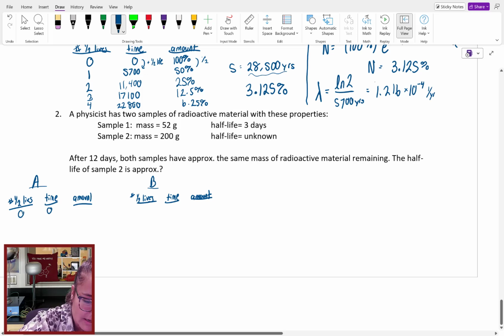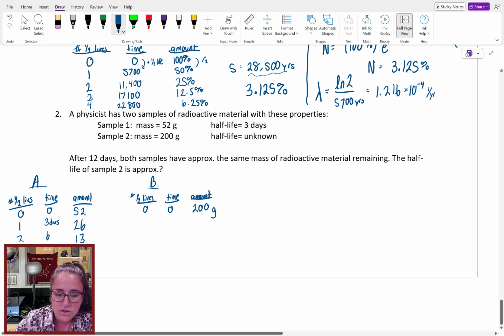We know sample A started at 52 grams and has a half-life of 3 days. So after 3 days, it would be down to 26. After 6 days, it would be down to 13, etc. And then we have part B, which we know started at 200 grams. We don't know its half-life, but we do know after a time of 12 days, the amount remaining will be the same.